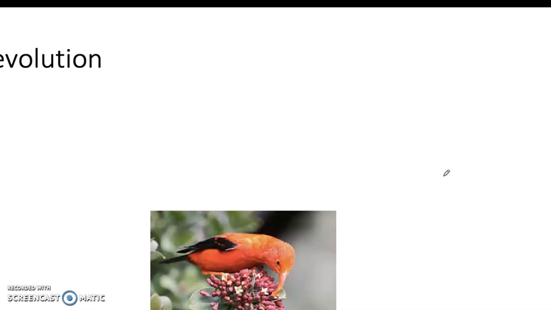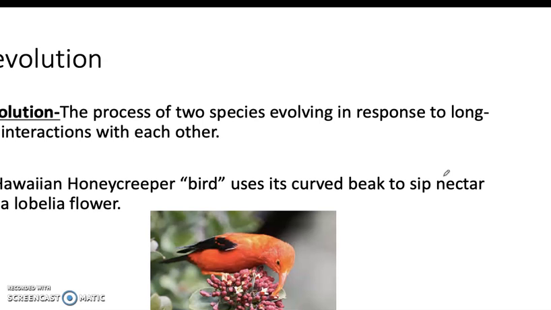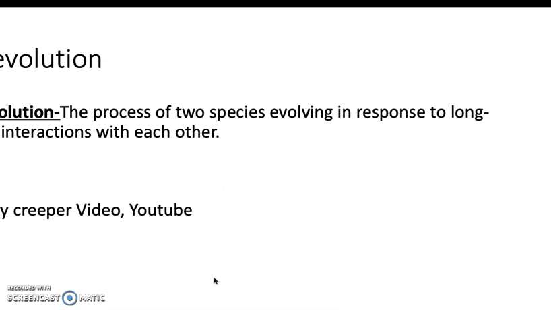Pretty bird, pointy beak, black wings. Okay, this is called the Hawaiian honeycreeper bird. Okay, it uses its curved beak to sip nectar from this flower in Hawaii. A bird with a short, stumpy nose is not going to be able to do that. It's not going to be able to make it. So this bird here fits the mold to work with this specific plant. Okay.